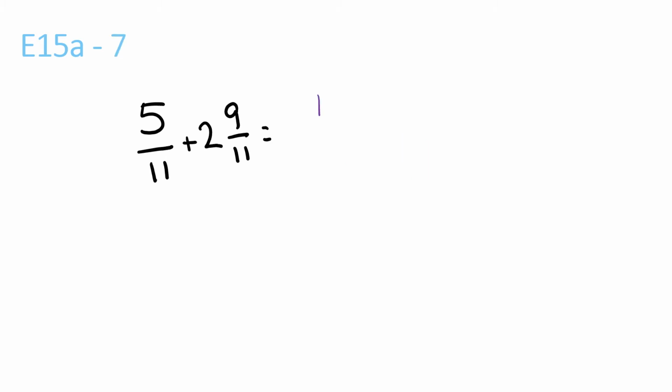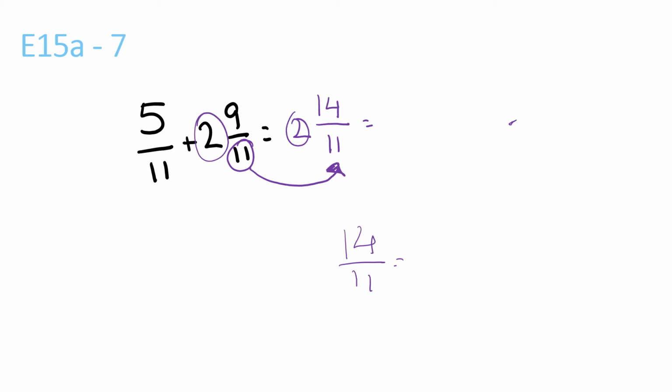This one, 5 plus 9, 14 over 11, because the bottom one stays the same. And you bring the 2 over, and you just ignore the 2 for now. You have 14 over 11 as a mixed number, 1 and 3/11. So you just get the 2, and 2 plus 1 is 3. So you have the 3, then 3 over 11.